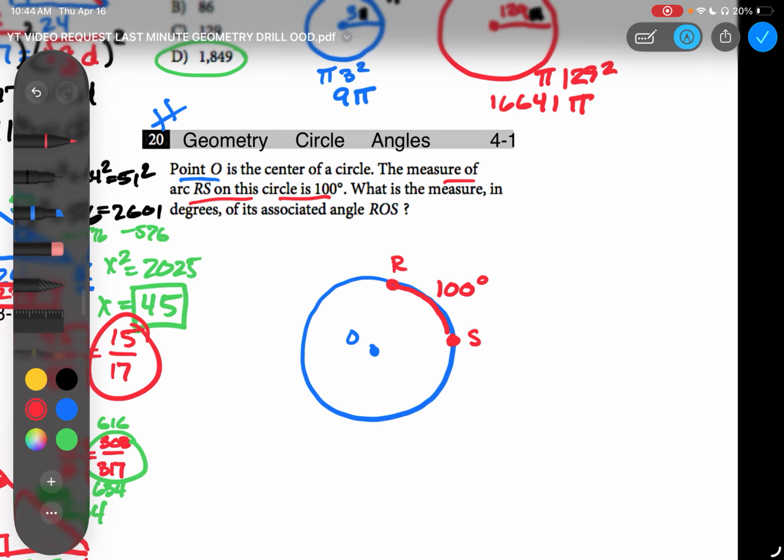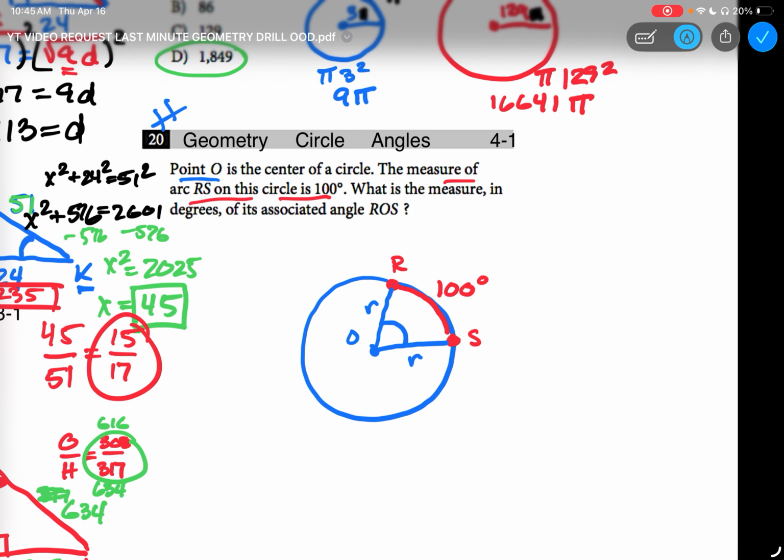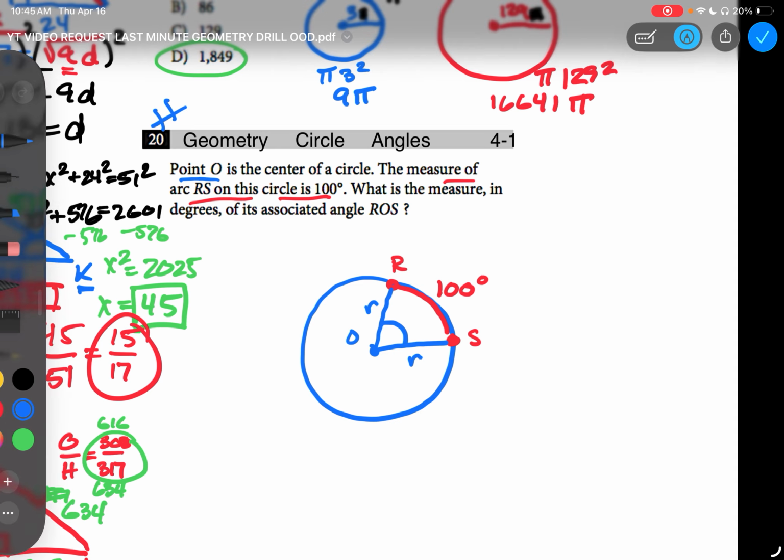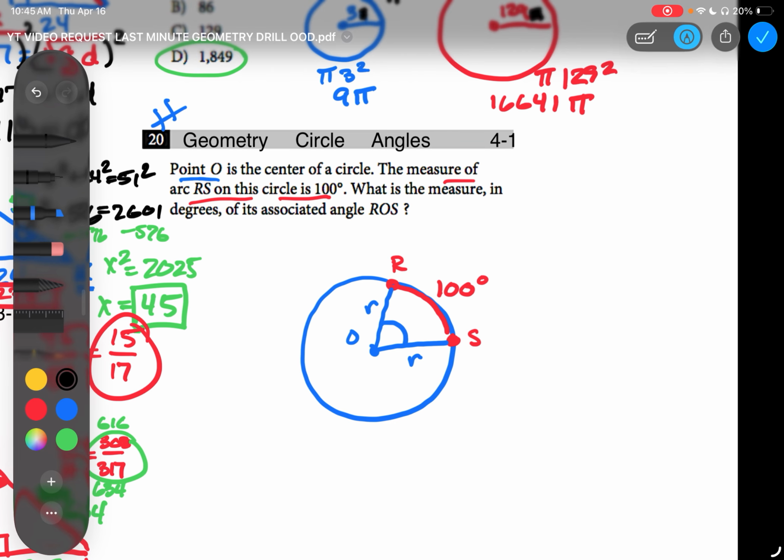Now, it's not inches or centimeters. They're talking about the degree measurement of angle RS, which means that from the center out to R and from the center out to S, right? That's considered radius, that's considered radius. But what would this angle measurement be inside of here? That's pretty much what this question is asking. What is the measure in degrees of angle ROS? Angle R, O, and S would be this guy right here. It'd be the same answer, 100 degrees. That's the answer to this question.